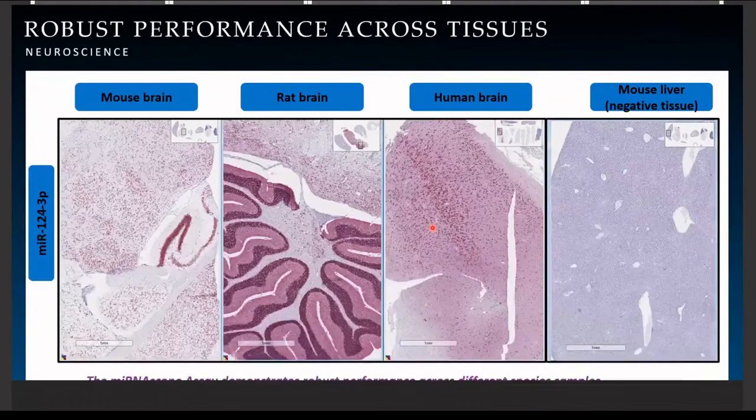Here's an example of how our microRNAscope assay was successfully used to visualize MIR124 across the brains of these different species. Again, this just shows you the specificity of our assay and how we can visualize punctate dots as positive signals.